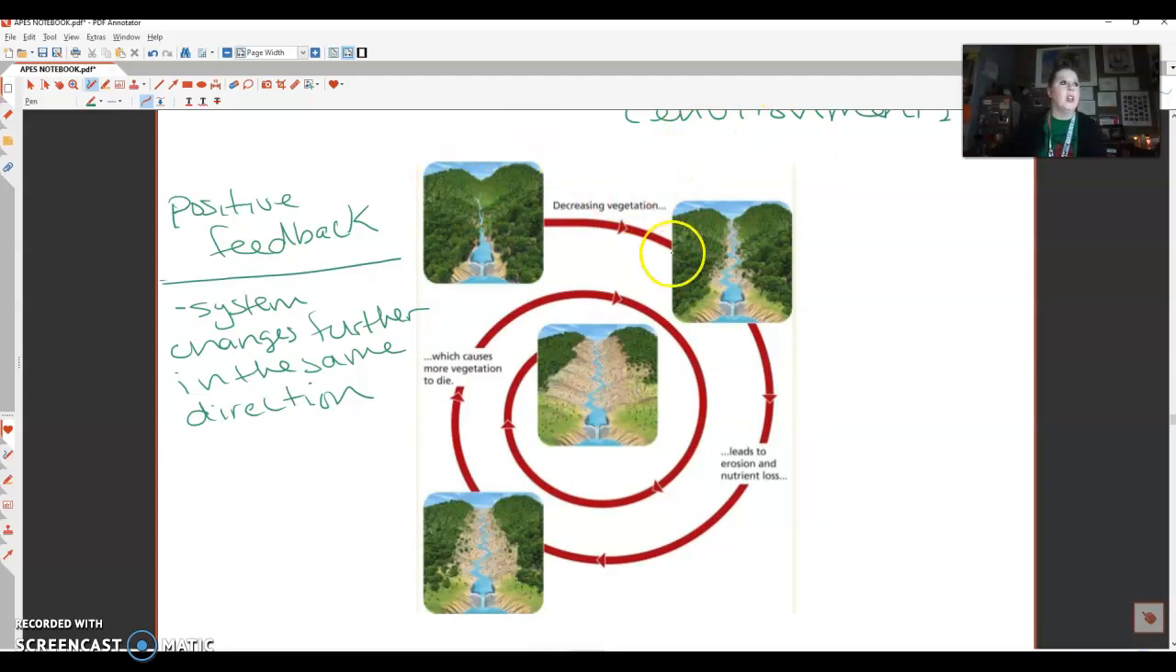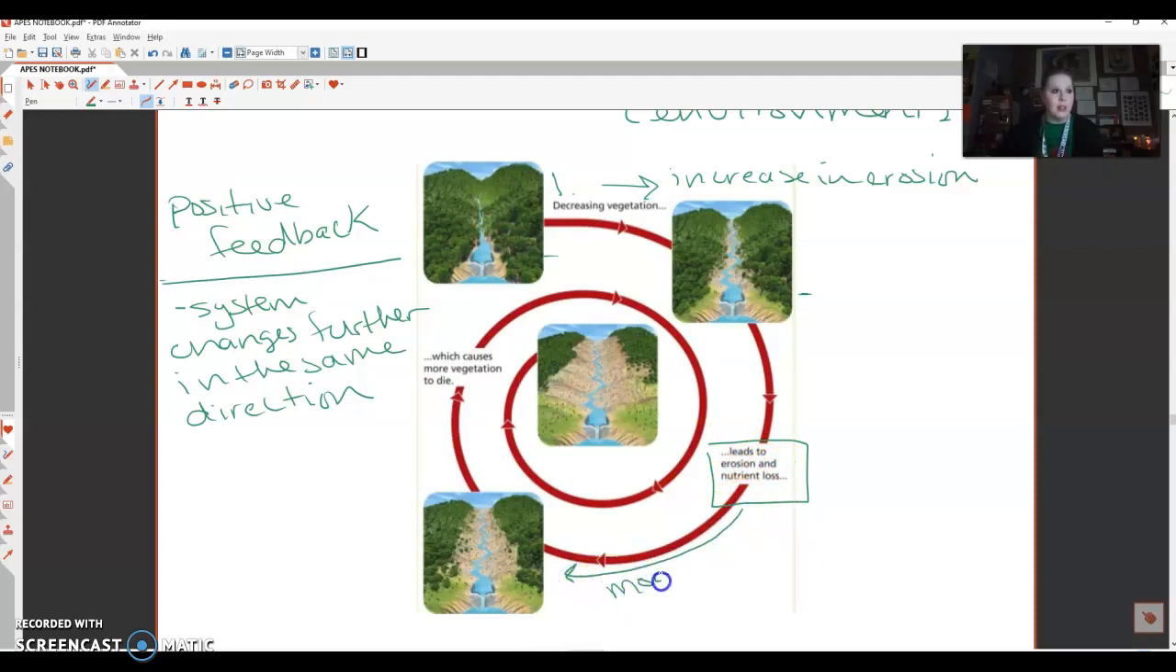All right, so in this situation, we have decreasing vegetation in the first step. Okay, when you have decreasing vegetation, what does that cause? It causes an increase in erosion. Okay, so if you have decreasing vegetation and increase in erosion, what's happening here? Look at this picture. Look at this picture compared to this one. What's happening? The erosion is causing less vegetation to grow. So the vegetation loss leads to erosion and nutrient loss. Well, guess what that causes? More plants to die. Okay, right here. More vegetation dies.